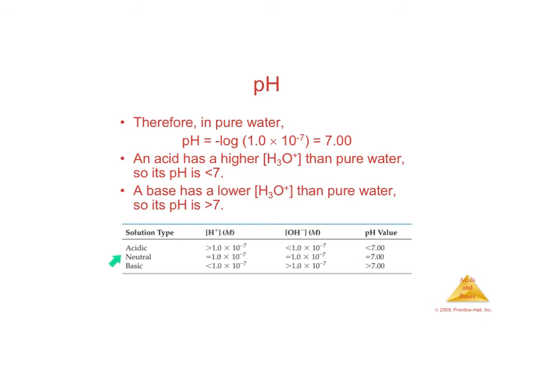So neutral solution, our hydronium concentration is equal to our hydroxide concentration, and our pH is equal to 7. In an acidic solution, our hydronium concentration is greater than 1 times 10 to the minus 7, and our pH is less than 7. In a basic solution, our hydronium concentration is less than 1 times 10 to the minus 7, and our pH is greater than 7.